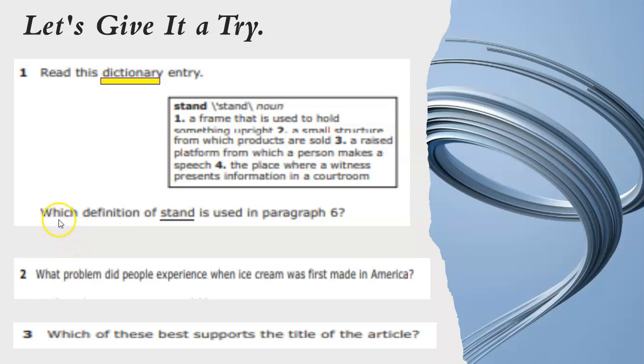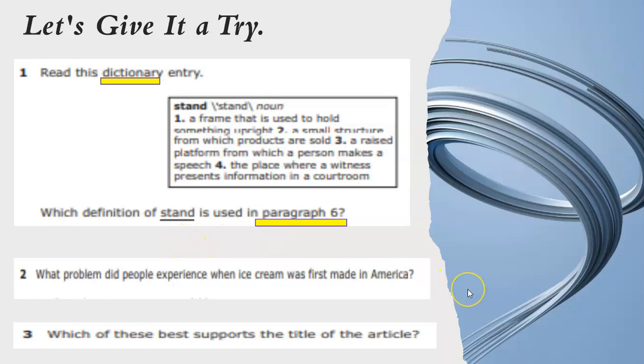Then moving down the question, I see which definition of stand is used in paragraph six. Something else that jumps out at me right now is the phrase paragraph six. This question is telling me very specifically where to go in order to correctly answer this. They're not asking about paragraph 5 or 4 or 10 or 9. They're specifically asking about paragraph 6. So if I'm keyed in, if I'm smartened up to that, then I'm going to underline paragraph 6 so that I know to be on the lookout for the word stand when I get to that paragraph.